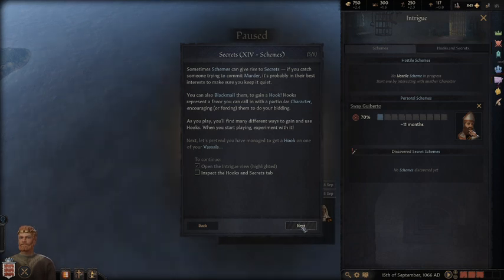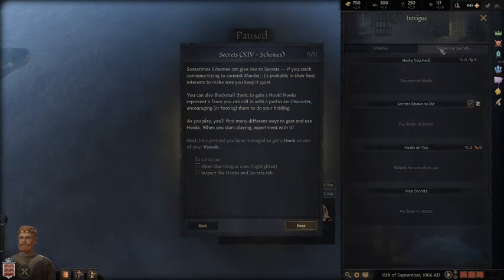And now let's pretend you've managed to get a hook on one of your vassals. We'll get the intrigue tab open. Click the Hooks and Secrets tab.